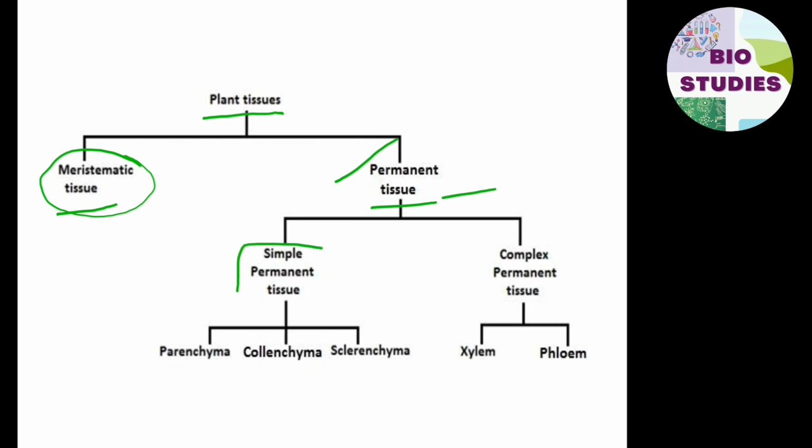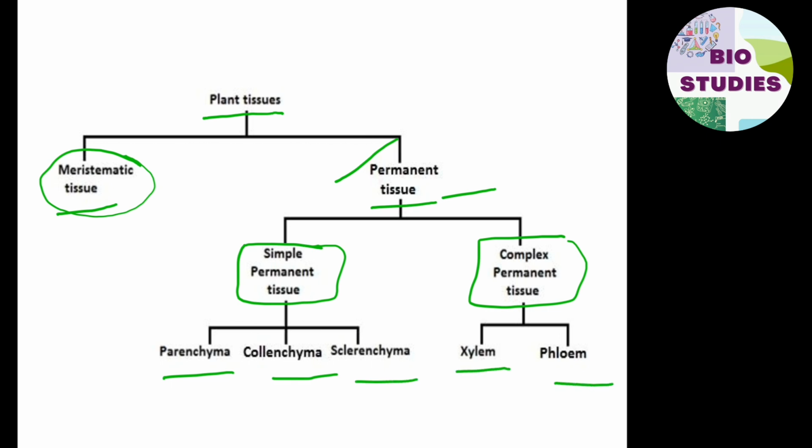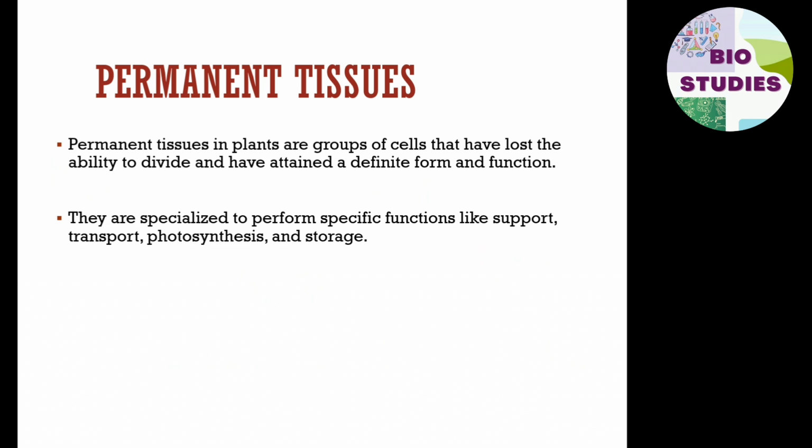Permanent tissues are divided into two types, that is simple and complex permanent tissues. Simple permanent tissue further divides into parenchyma, collenchyma and sclerenchyma. Complex ones divide into xylem and phloem. So what are permanent tissues? Let's define it first.